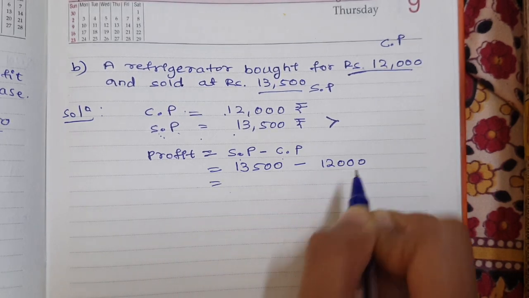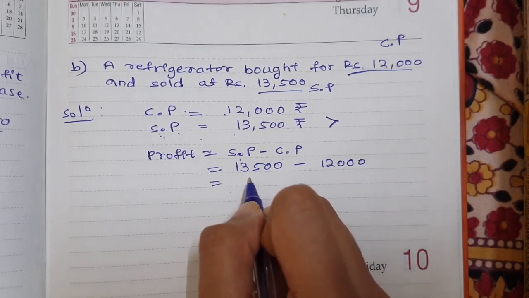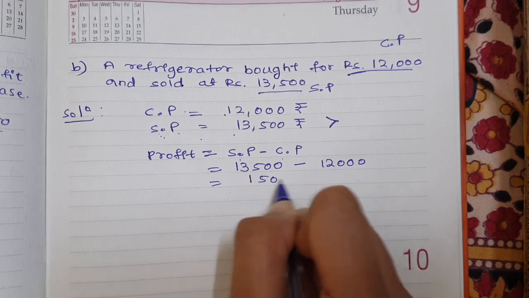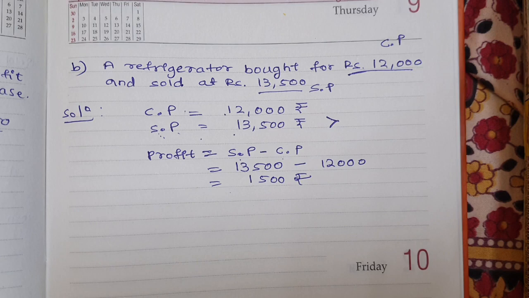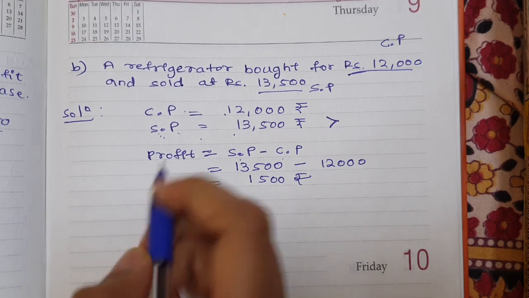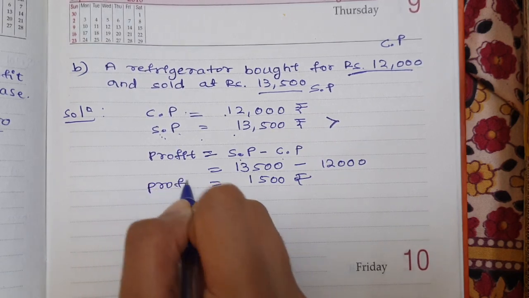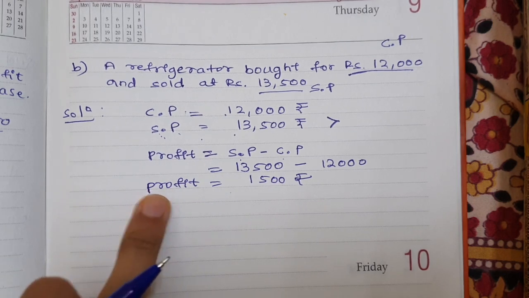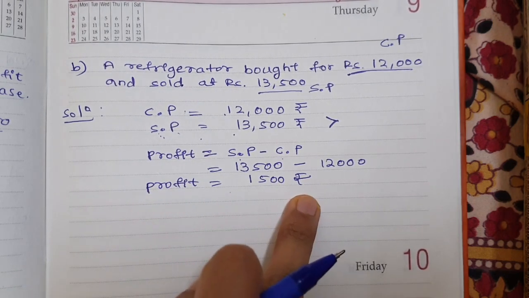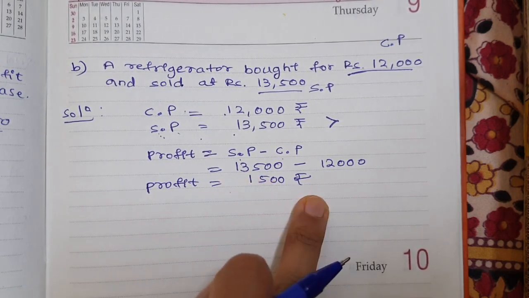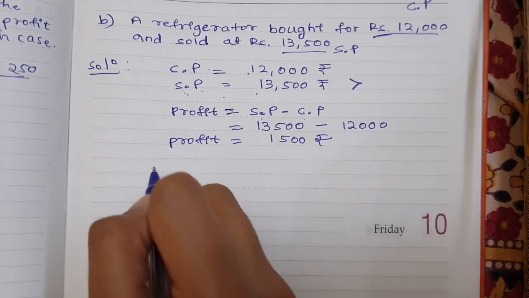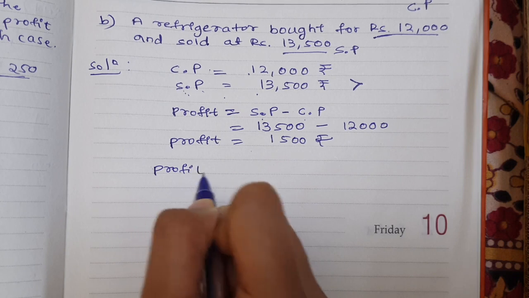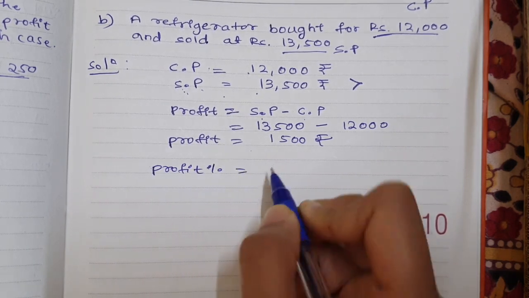13,500 minus 12,000 will be 1,500. What is the unit of that? The unit is rupees. So profit is equal to 1,500. This is a profit amount, not a percentage, so it will be in rupees. 1,500 is the answer. Now we have to find the profit percentage.